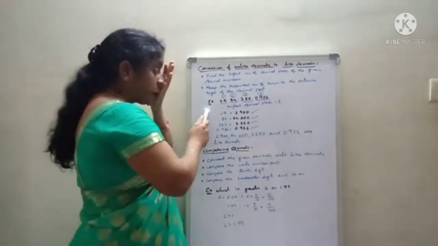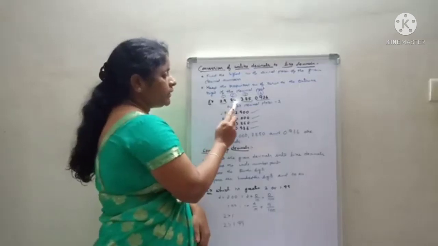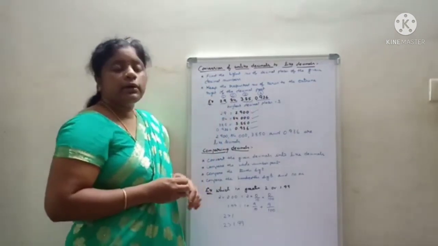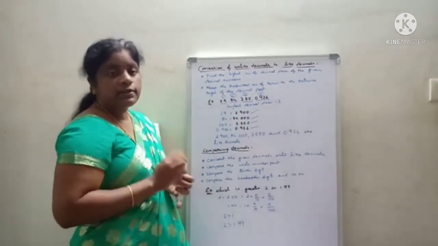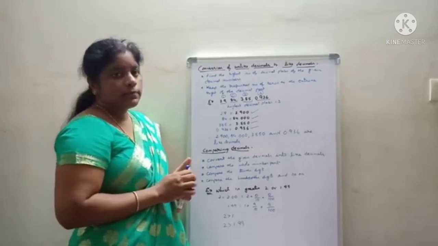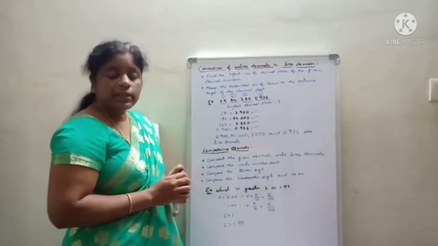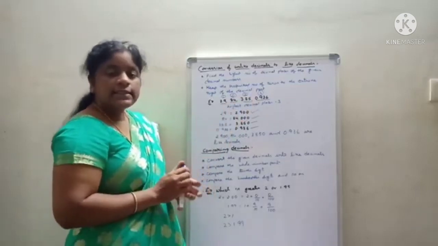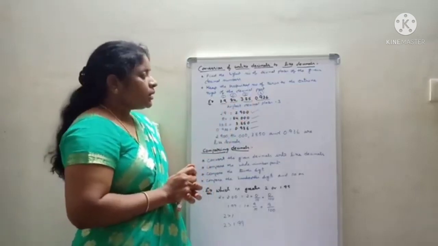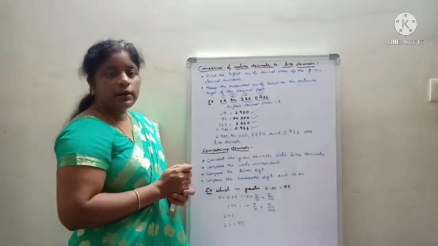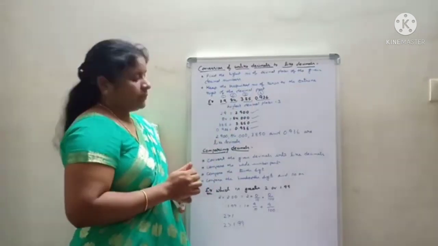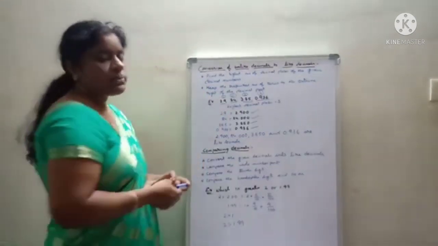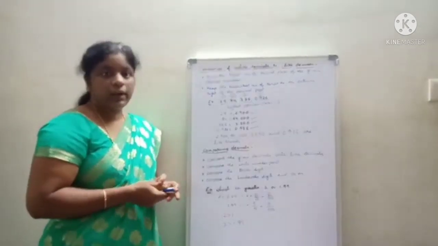So see here, the example given is 2.9, 84, 3.85, 0.936. In the first decimal number, 2.9, we have 1 decimal place. In the second one, there is no decimal place. The third one, 3.85, has 2 decimal places. 0.936 has 3 decimal places. Now the highest number of decimal places among the given numbers is 3. So convert the remaining decimal numbers into 3 decimal places by keeping zeros at the extreme right of the decimal part.